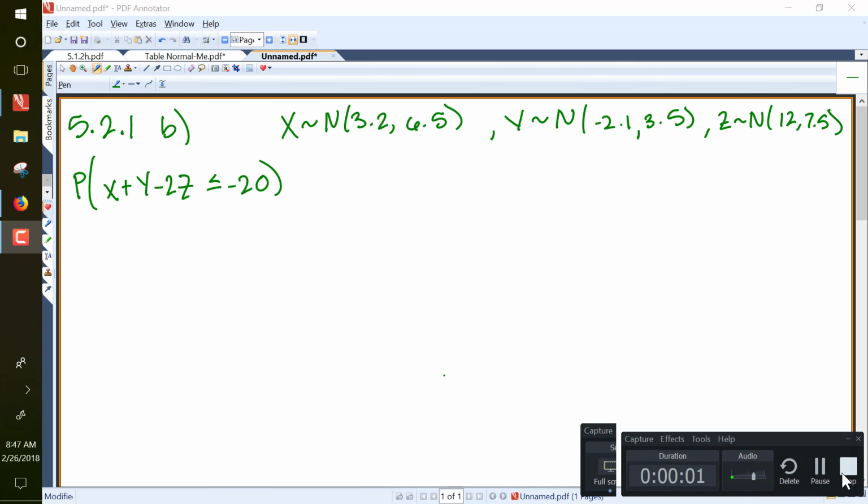We're going to do 5.2.1b. So we're given three different random variables, x, y, and z. They're all normally distributed, and each one gives us our mean and variance. So if you remember, this is going to be our expected value. This is going to be our variance.